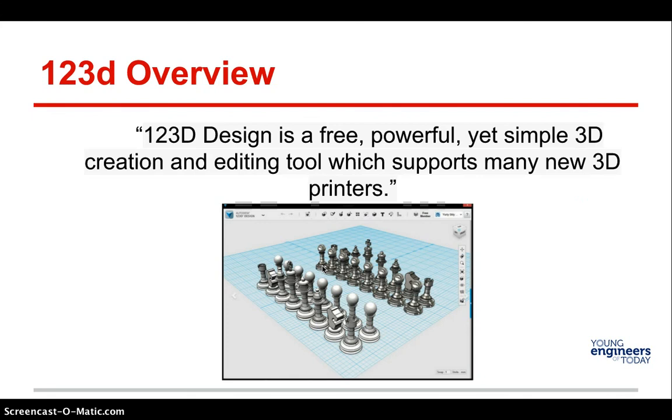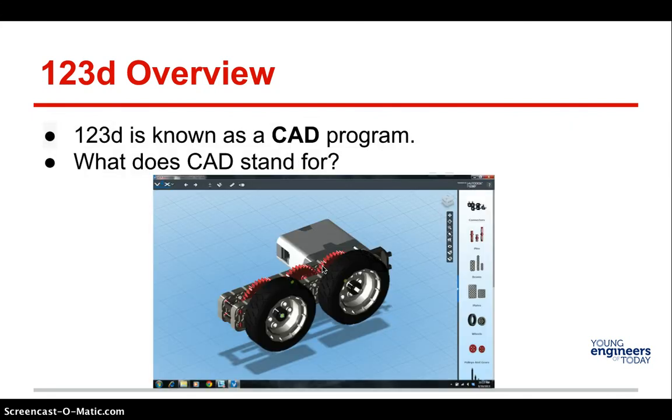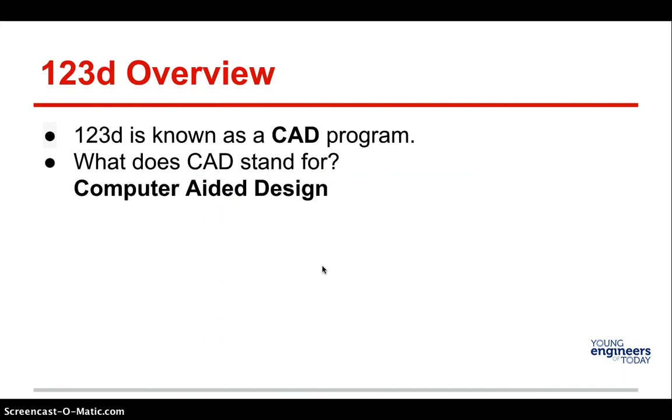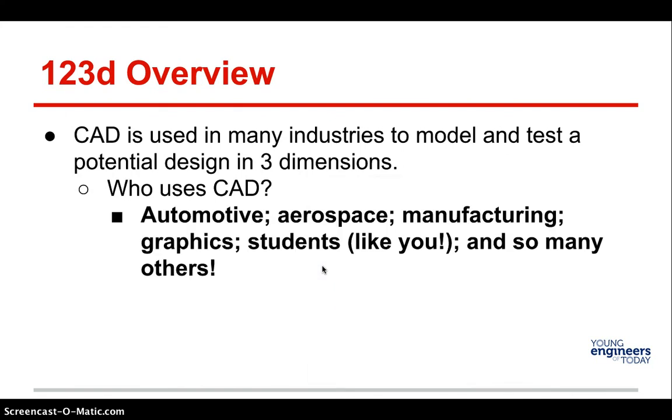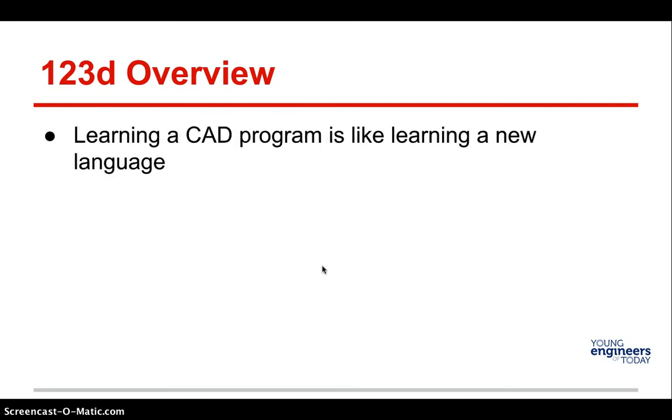Alright, 123 Design is a free, powerful yet simple 3D creation and editing tool which supports many new 3D printers. What does CAD stand for? Computer Aided Design. CAD is used in many industries to model and test potential designs in 3 dimensions: automotive, aerospace, manufacturing, graphics, and many other fields. And students are using CAD for the design process, iterative design, and prototyping.